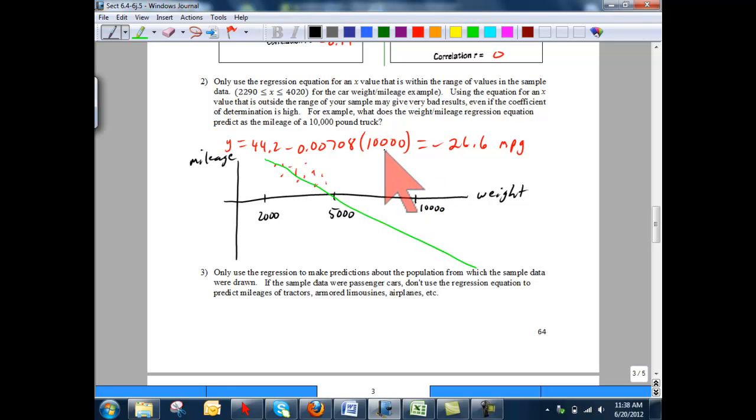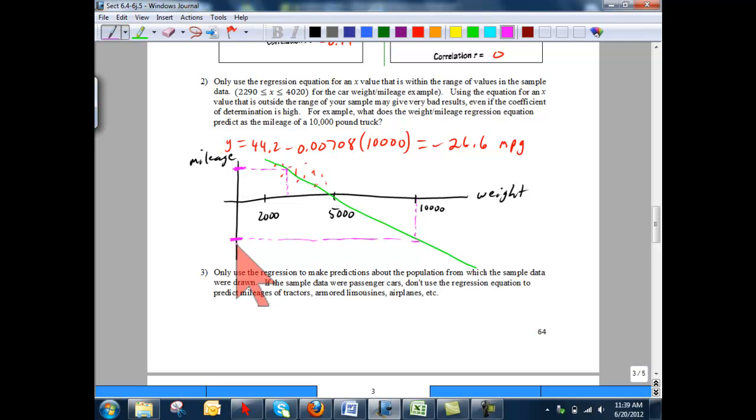So when we plug an x value into a function like this, graphically it's the same thing as taking that x value, going up or down until you hit the line, and then going over and reading off the y value. So if I picked a 3,000 pound car and asked for its mileage, I'd come to 3,000, go up and over, and the predicted mileage of the 3,000 pound car would be around in here. If I do that with my 10,000 pound truck, I go down to hit the line and then over, and my predicted mileage is here, and this is the negative 26.6.